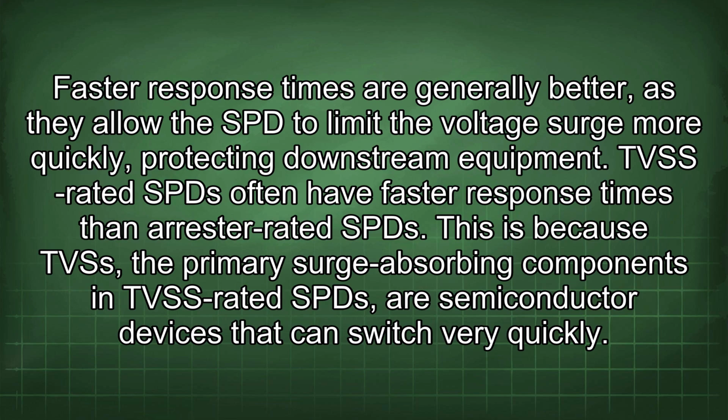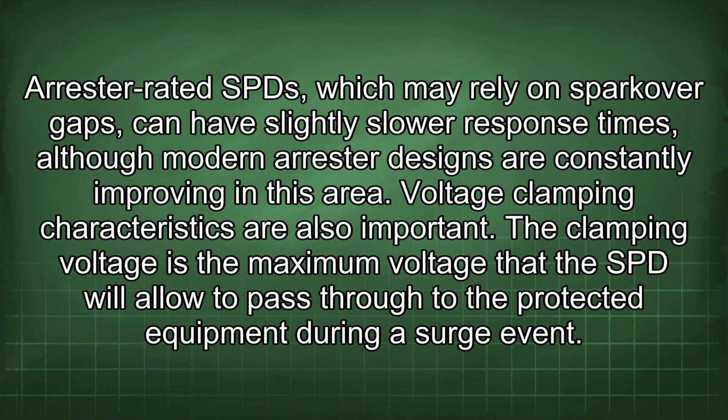This is because TVS, the primary surge-absorbing components in TVSS-rated SPD, are semiconductor devices that can switch very quickly. Arrestor-rated SPD, which may rely on spark-over gaps, can have slightly slower response times, although modern arrestor designs are constantly improving in this area. Voltage clamping characteristics are also important.